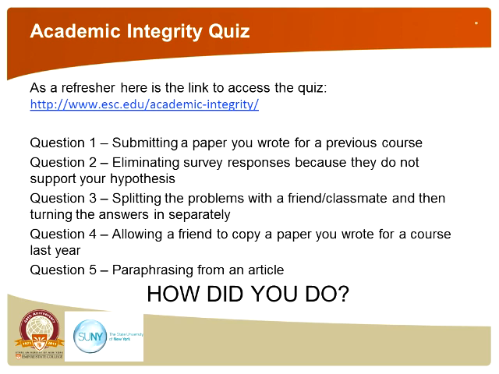Now, number 3, the question number 3. If you split the problems with a friend or classmate and then turn in the answers separately, this is a breach of academic integrity. If you think so, put a thumbs down.